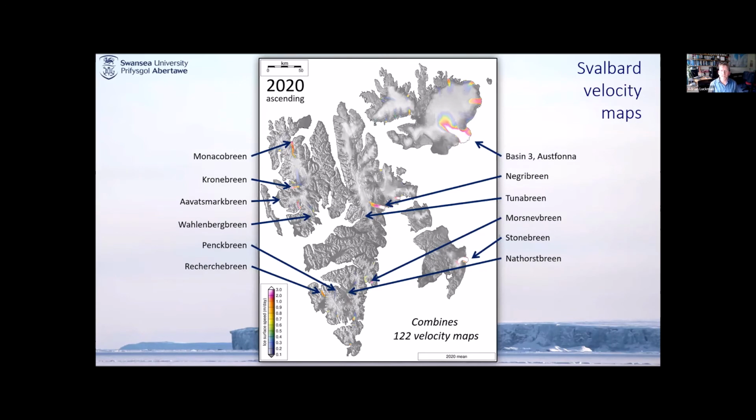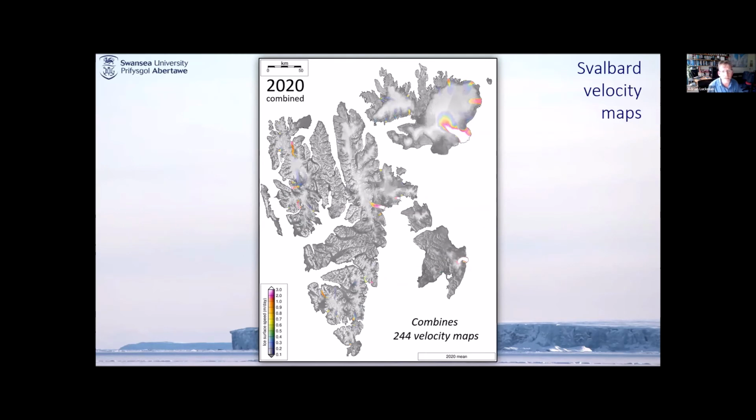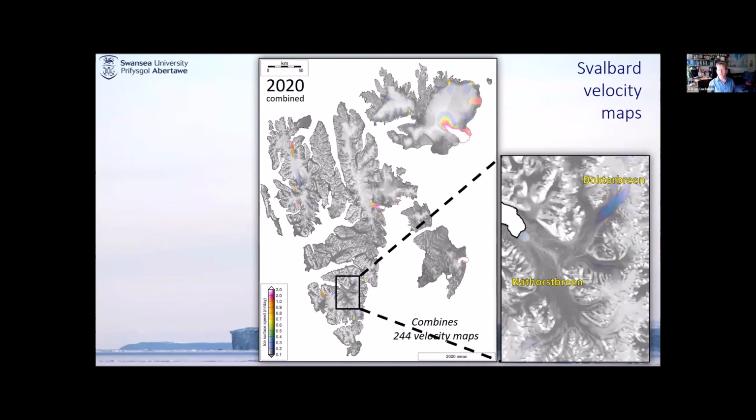But interestingly, we can see differences here between ascending data, and ESA very kindly started acquiring descending data as well. So the backscatter you see is from a different look angle, but I hope you see that the velocities are consistent between those time series. And you can combine these together to provide a velocity map with 244 sources in a single year. And this shows us an amazing sensitivity to a slight rekindling of the Negri Brain surge right at the front, and something going on in Dr. Brain here, surge starting higher up.